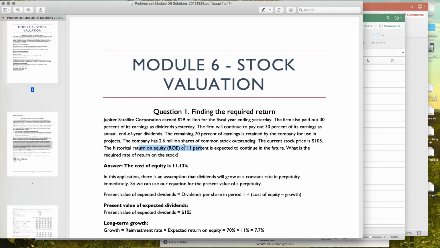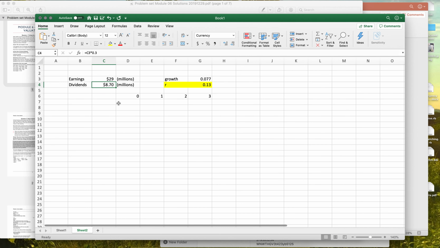And it says that we paid the dividends yesterday. So whatever they paid out, this 8.7 million, is not something that we need to worry about. It occurs right before time 0 happens. So what we need to do is calculate that times 1 plus g.